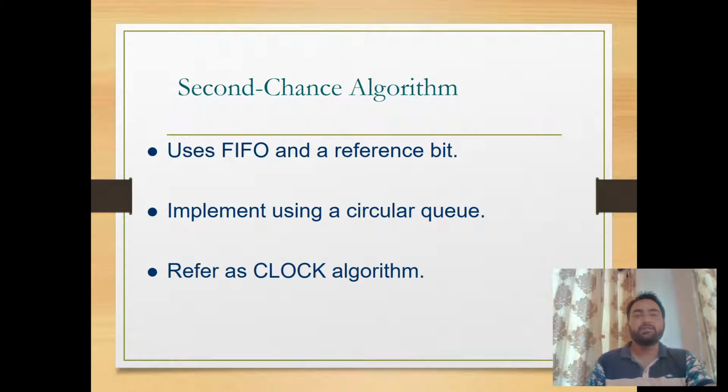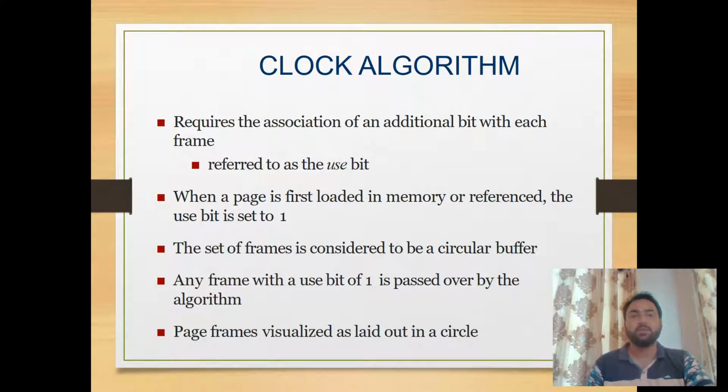Then next comes the second chance algorithm. It uses FIFO and a reference bit along with it. It is implemented using a circular queue. It is also referred to as the clock algorithm. Now, what does the clock algorithm say? It requires the association of an additional bit with each frame. That means one additional bit will be attached to each frame when it is referenced, and this additional bit is referred to as the use bit.